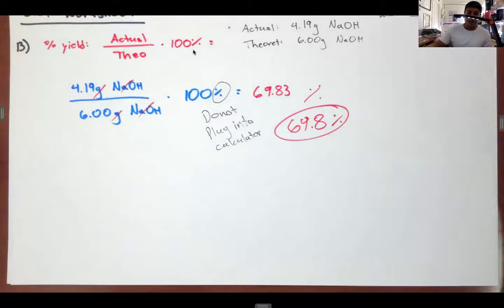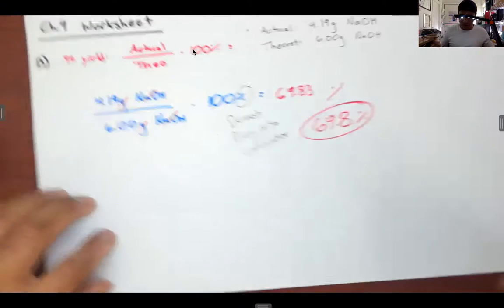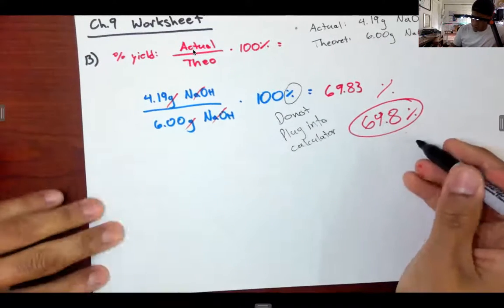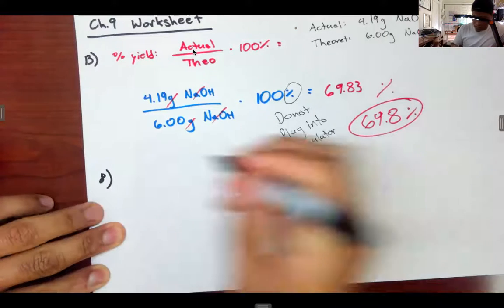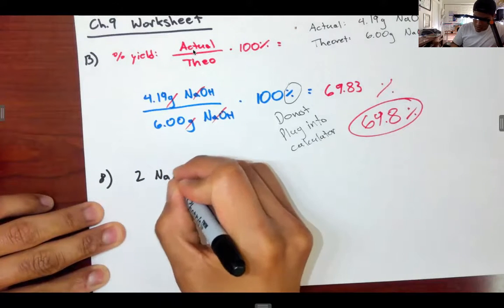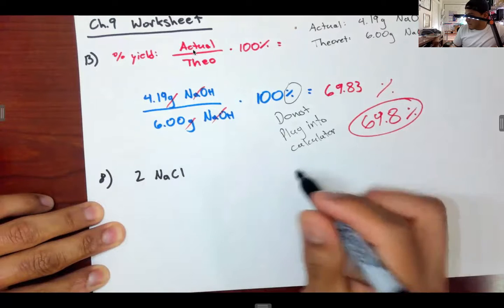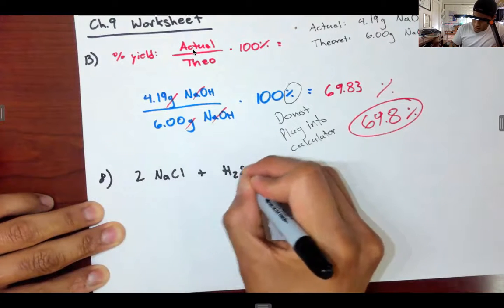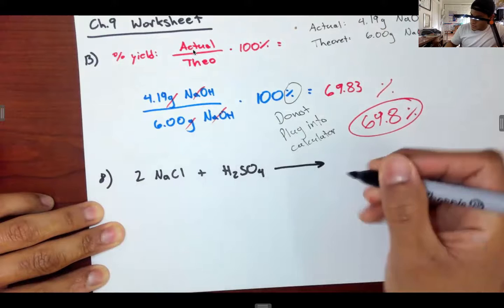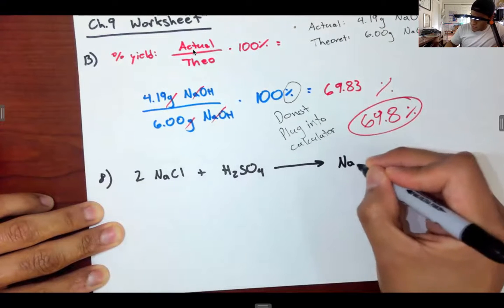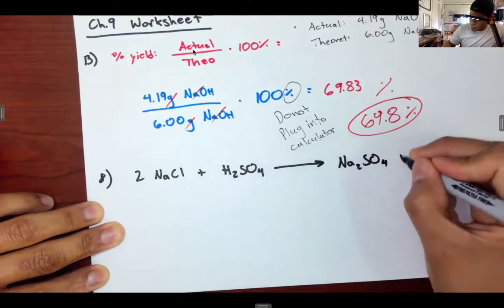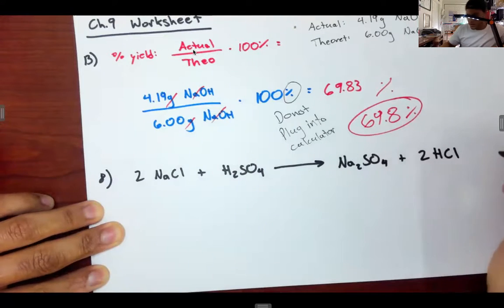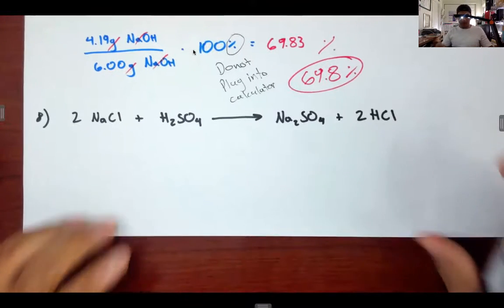So basically, all it's asking is how much of the product is produced. So the word theoretical yield, don't get too worried about that word. That just means how much of the product is produced. So first of all, always write the equation. So we're doing number 8. We're going to write that equation down. First thing we're going to do: 2NaCl plus H2SO4 produces Na2SO4 plus 2HCl. Okay, so that's our equation.